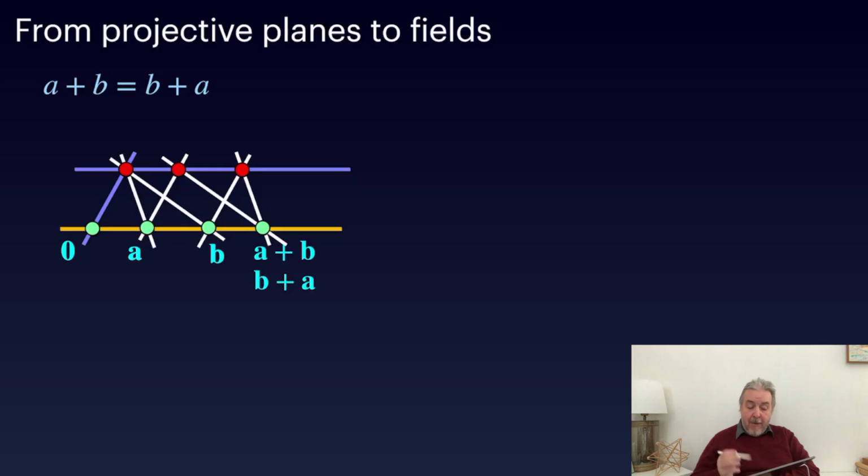And the small theorem of Pappus, since it automatically holds if Desargues' theorem holds, tells you that these two lines have to meet at the same point. So the small theorem of Pappus tells us that indeed a plus b is the same as b plus a.